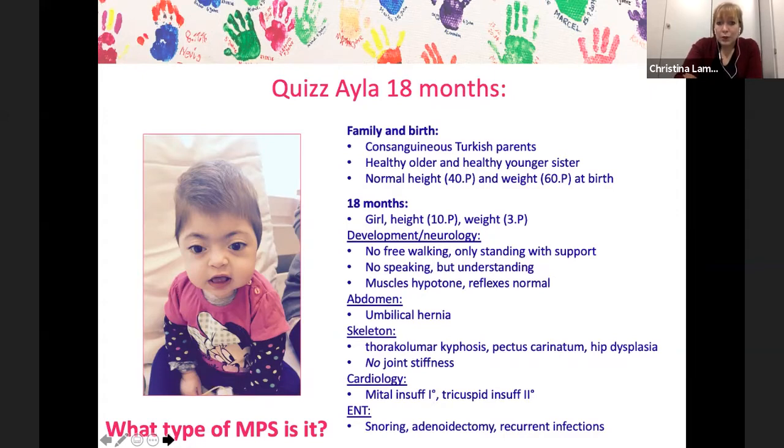She showed an umbilical hernia, and in the skeleton you could see, and I will show you some pictures of that, a thoracolumbar kyphosis, pectus carinatum, a hip dysplasia in the x-rays, but no joint stiffness that you would expect for the stiff MPS types. In cardiology, she had a mild mitral and tricuspid insufficiency. In ENT, we know she was snoring, she had already received an adenoidectomy, and she was suffering recurrent infections. She also had a craniosynostosis that I did not mention here, but you can maybe see on the head, which is not related to MPS, so it's something additional.